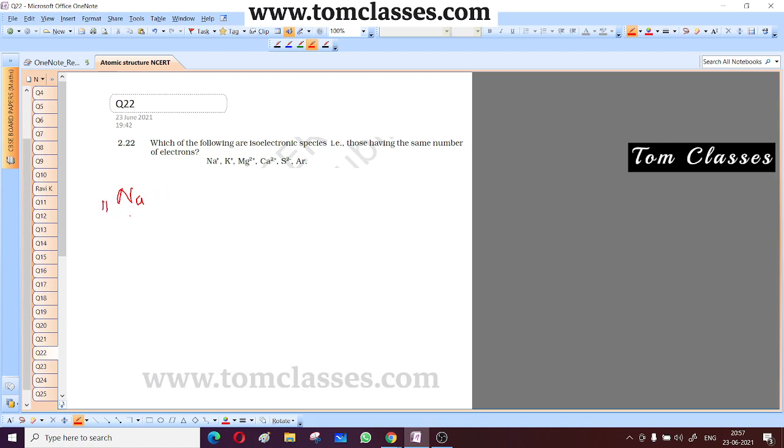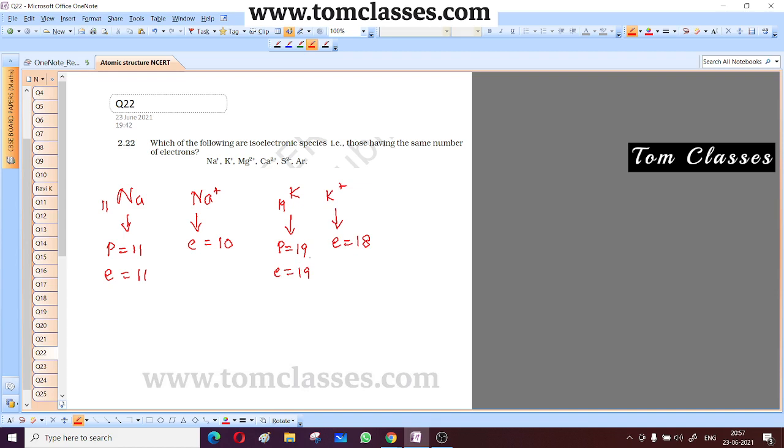So this means that it will have how many protons? 11, and electrons 11. And now if he is talking about Na plus, right? So Na plus will have the number of electrons 1 less, 10. Okay, so it will have 10 electrons. Now next is potassium. For potassium, what is the atomic number? I think it is 19, right? So it will have number of protons as 19 and electrons as 19.